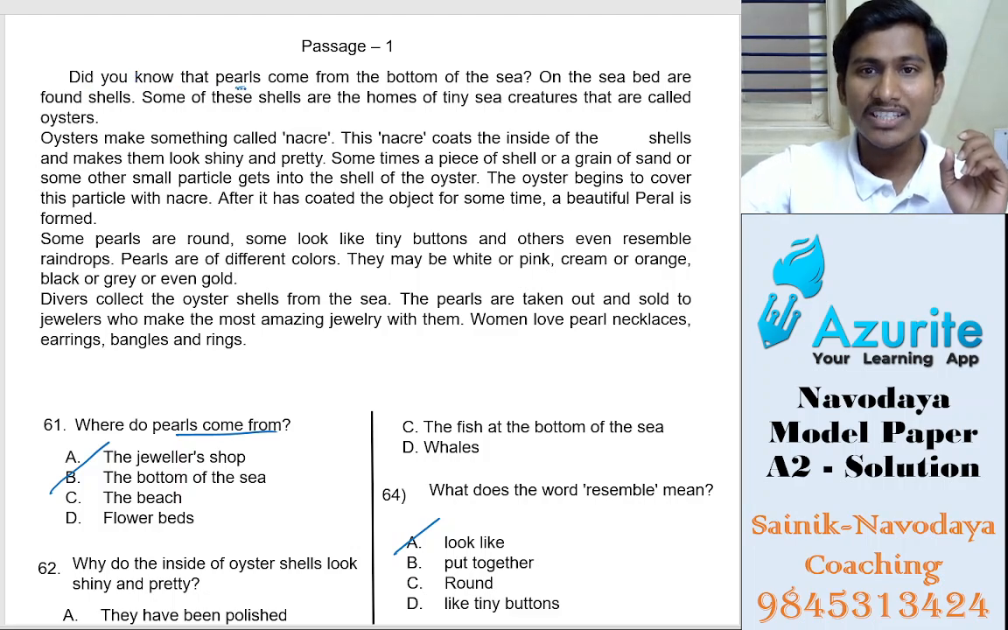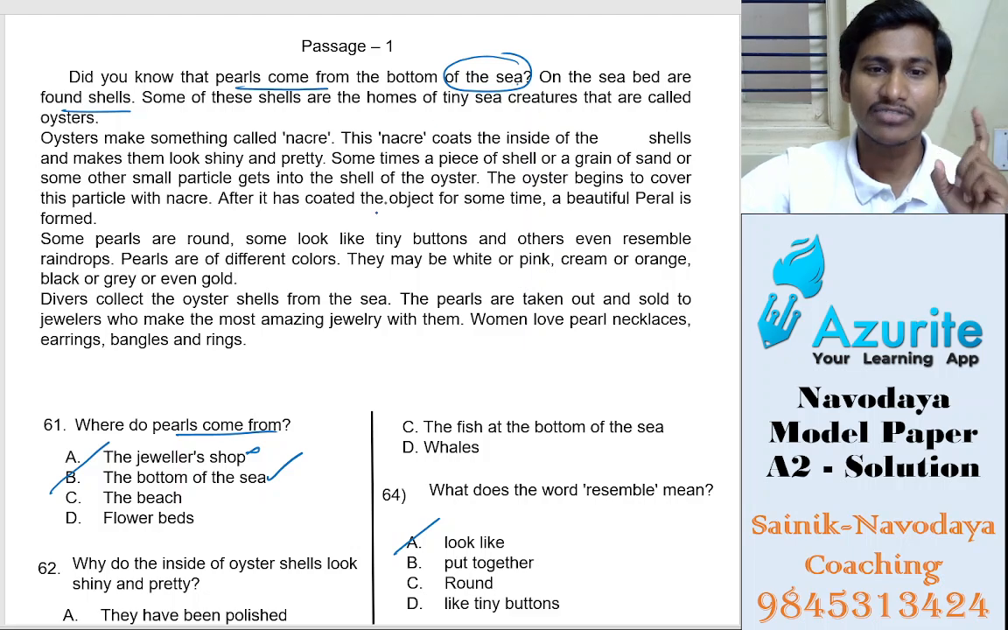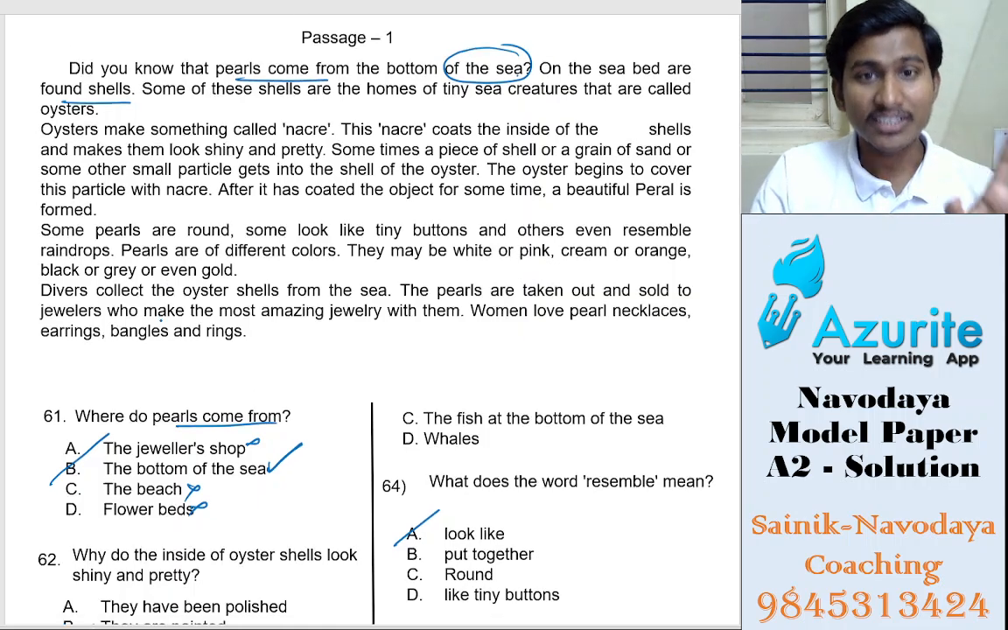Did you know pearls come from the bottom of the sea? Where do pearls come from? Bottom of the sea. On the seabed are the found shells. So the option jeweler shop is not possible. Bottom of the sea is the answer. You got that answer, right? First one done. Not beach, not flower buds. Bottom of the sea. Very easy. Now read the second question.